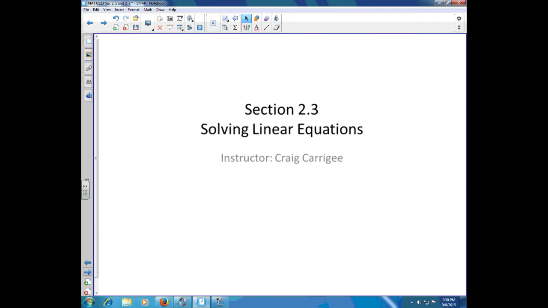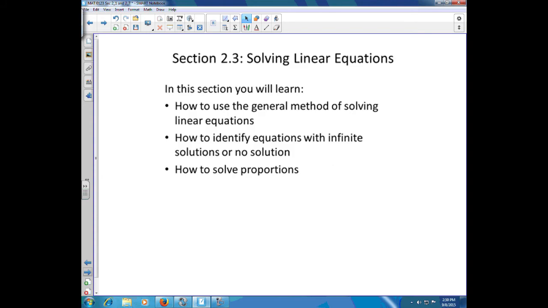In this section, we're just going to get some more practice in solving linear equations. So in this section, you're going to learn how to use the general method to solve a linear equation, how to identify equations with infinite solutions or no solution, and then how to solve proportions.